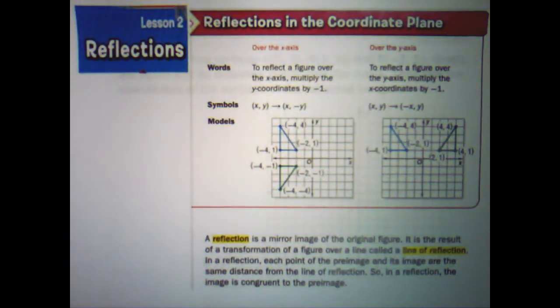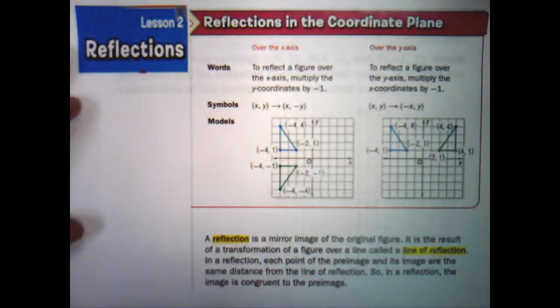Good afternoon, everybody. We are going to be starting Chapter 6, Lesson 2 today, and we're going to be talking about another type of transformation known as a reflection. So, just like a translation is a slide, a reflection, in simpler terms, is a flip. Okay, so we flip it over a line.